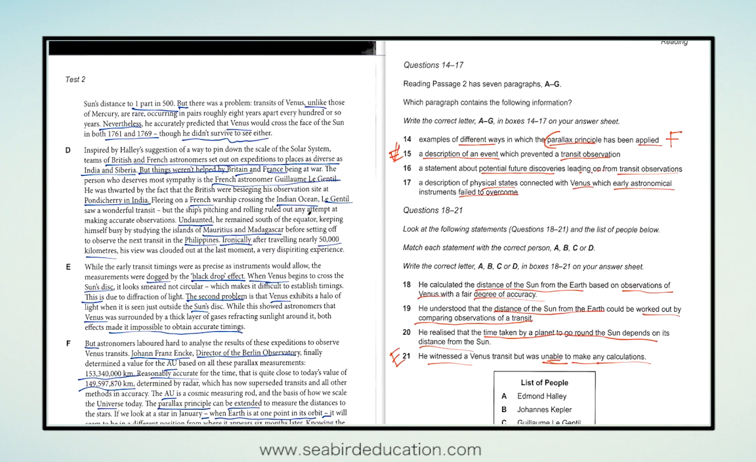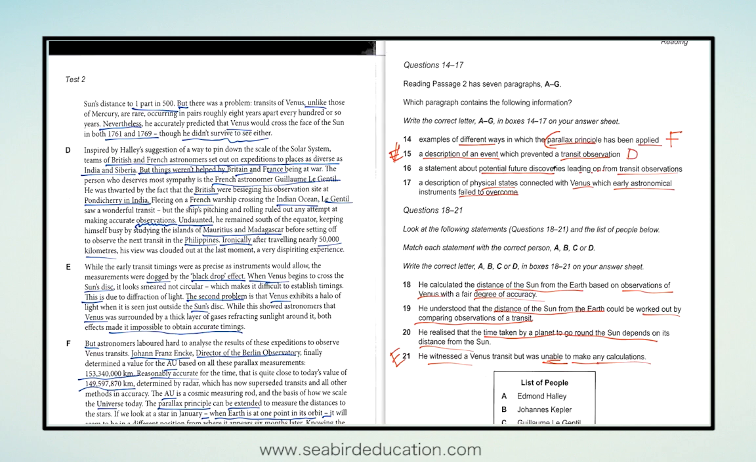Aha, the ship's pitching and rolling ruled out any attempt to make accurate observations. So he was perceiving the British were besieging his observation site in India. So he went on a warship. He saw a wonderful transit, but it ruled out any attempt to make accurate observations. He saw it, but he couldn't make, I think that means scientific observations. So you can see it with your eyes, but you can't make scientific observations. So it's a little bit tricky, this one. Let's just double check it's not this one. Accurate timings. Okay, so that must be D. That's a bit tricky.